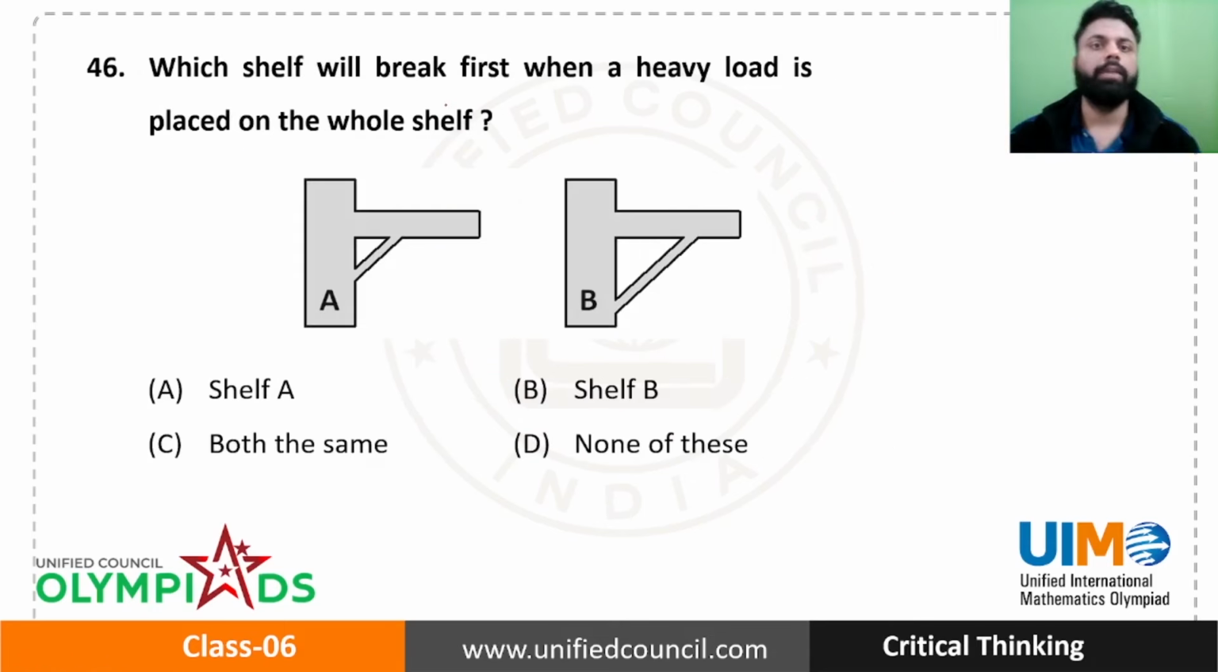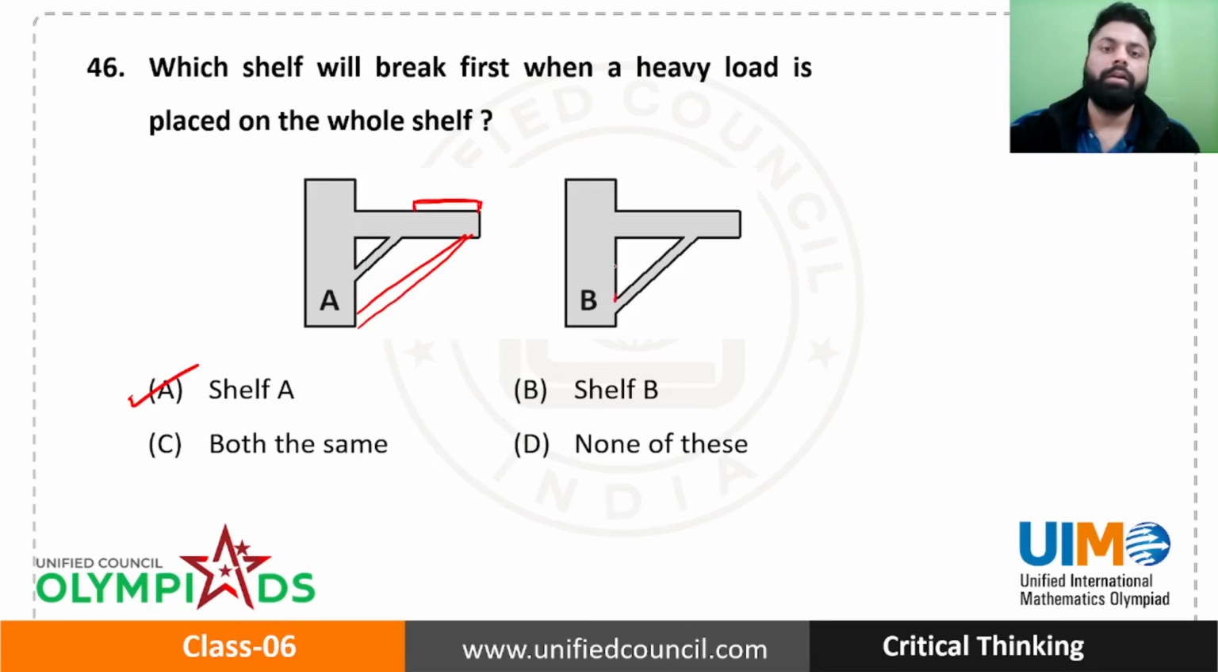Which shelf will break first when a heavy load is placed on the whole shelf? So see, if we talk about this particular scenario, then the A shelf is going to be the answer, because see over here, this part is something that is not getting balanced by putting a bar. The bar should not be exactly at the end, and it should not be exactly just in between.